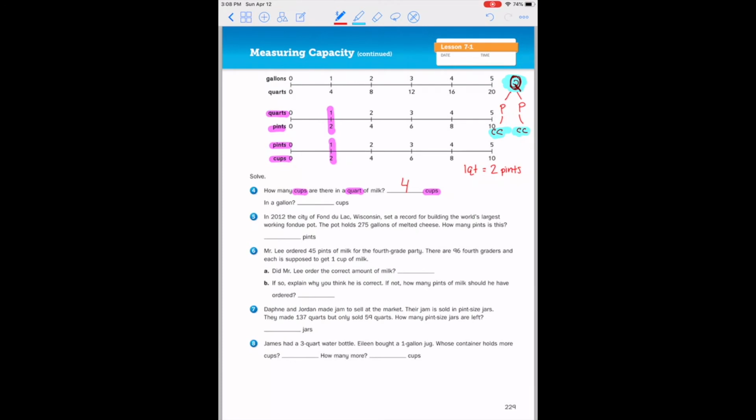Now, how many cups are there in a gallon? So I'm going to draw my picture again, and I'm going to look at, for 1 gallon, there's 4 quarts. For each quart, there's 2 pints. And for every pint, there's 2 cups.